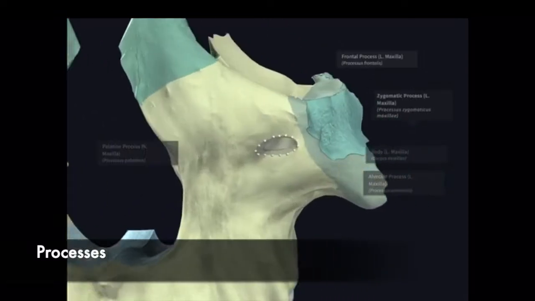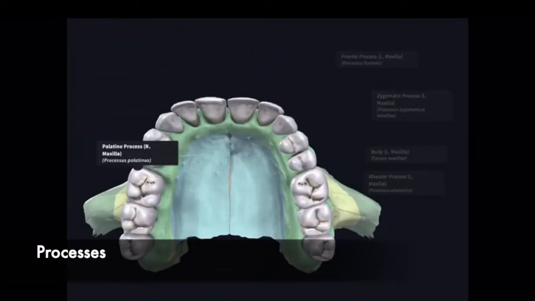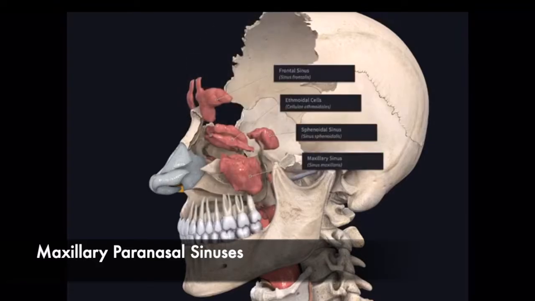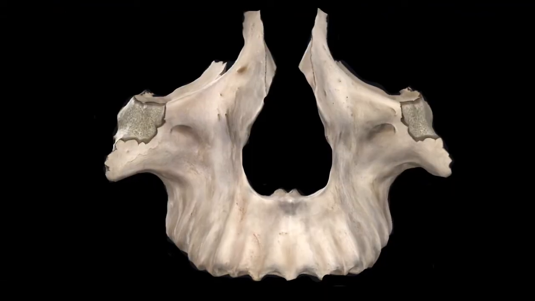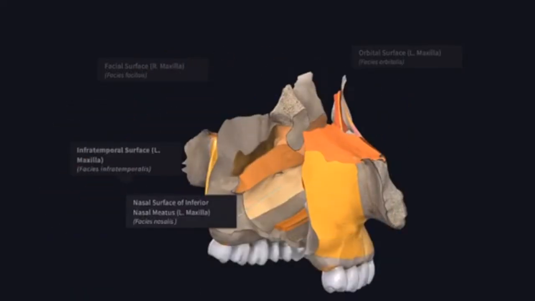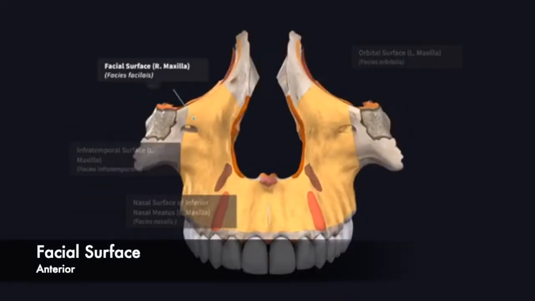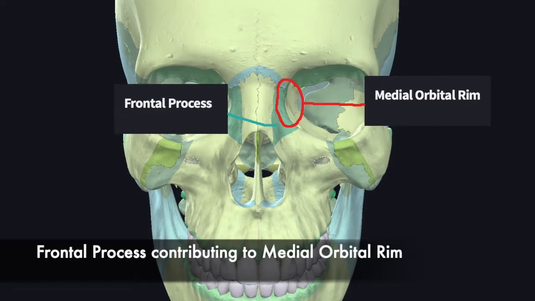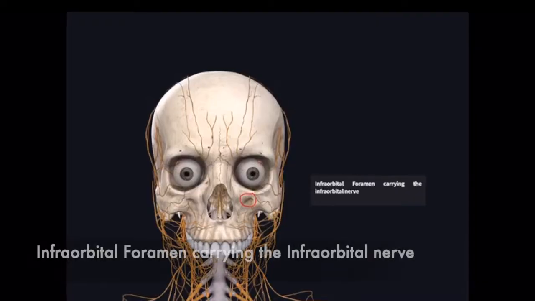The frontal, zygomatic, palatine, and alveolar processes, as well as the body, which contains the maxillary paranasal sinuses, make up the bulk and projections of the maxilla. The body of the maxilla has orbital, nasal, infratemporal, and facial surfaces. Extending anteriorly, each frontal process articulates with the frontal bone, forming the medial orbital rim.